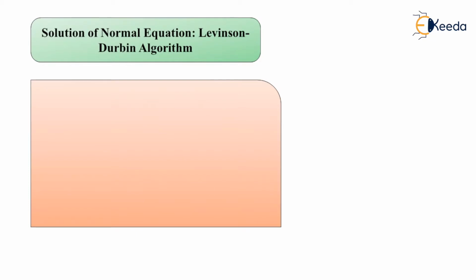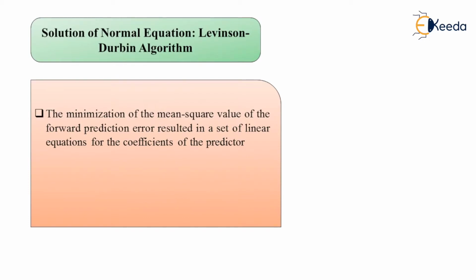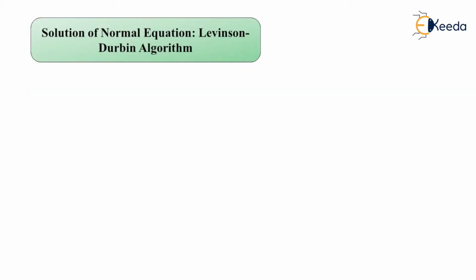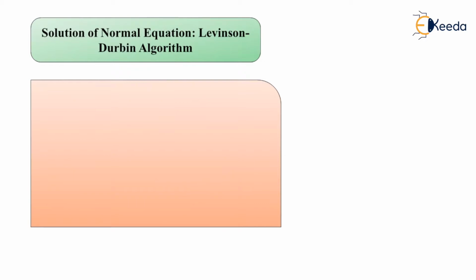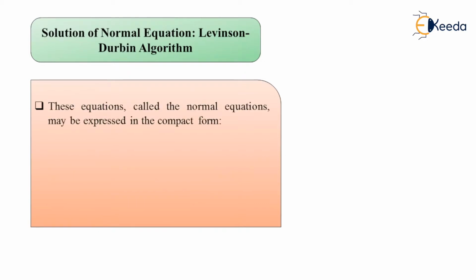The compact form in the mathematical expression is the summation k equal to 0 to p of a suffix p of k multiplied by gamma suffix xx of l minus k, that is equal to 0, where l is equal to 1, 2, 3 and so on up to p, whereas a suffix p of 0, associated with the predictor here, is equal to 1.